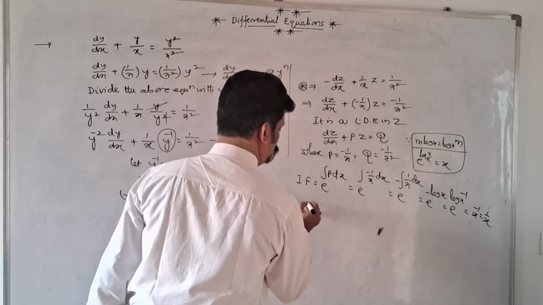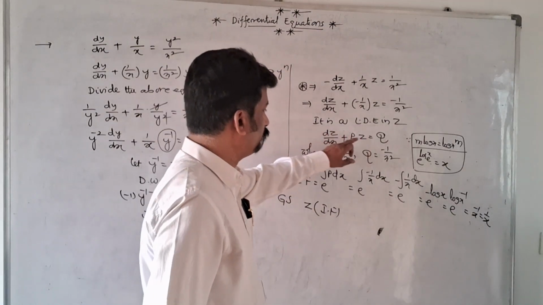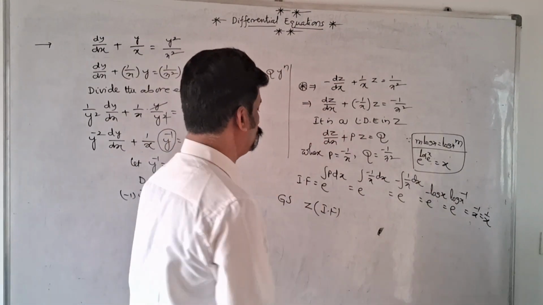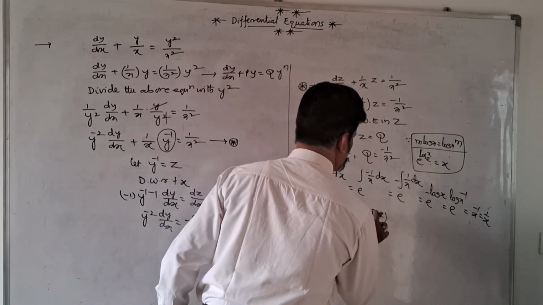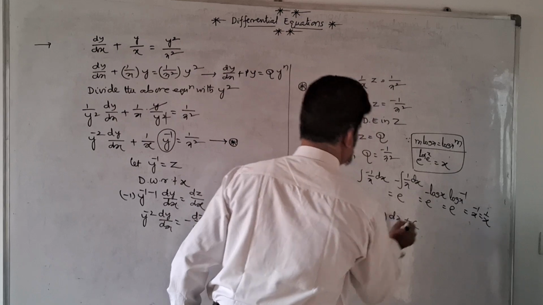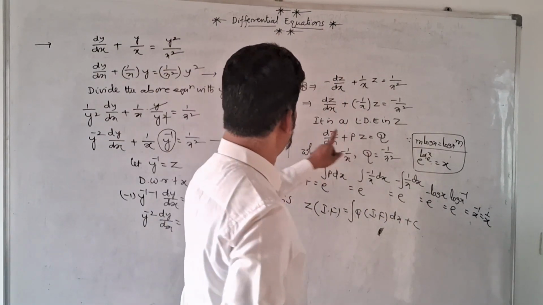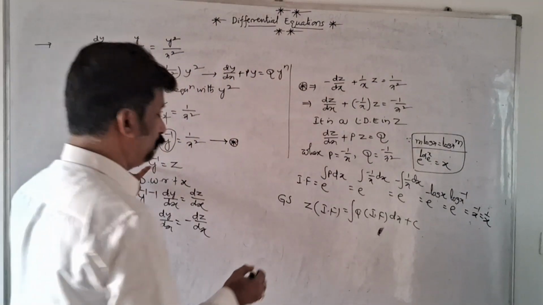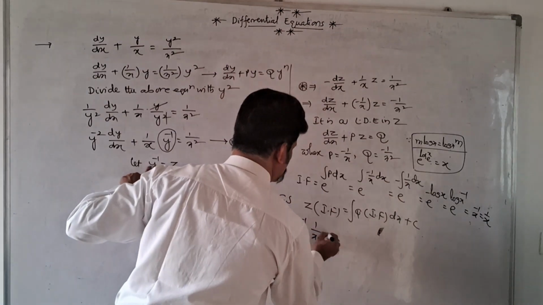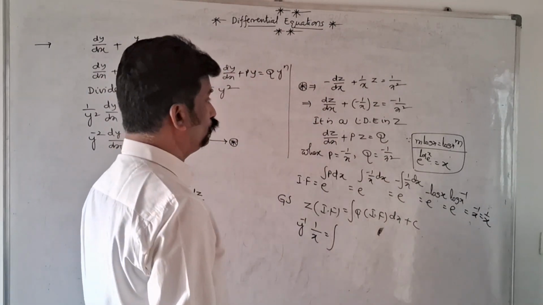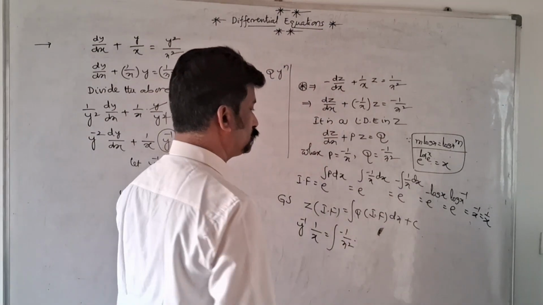Now what is the general solution? The general solution is z·IF. Why are you writing z? Because it is a linear differential equation in z. So z·IF = ∫Q·IF dx + c. Now z is equal to y^(-1). So y^(-1)·(1/x) = ∫(-1/x²)·(1/x) dx + c.